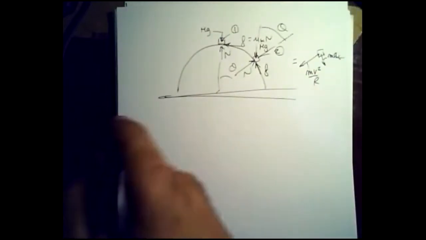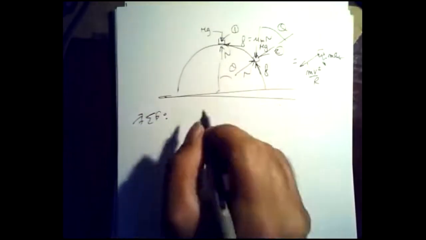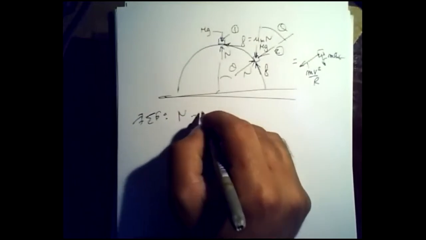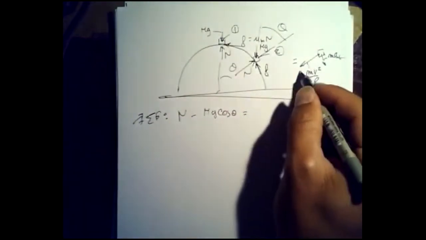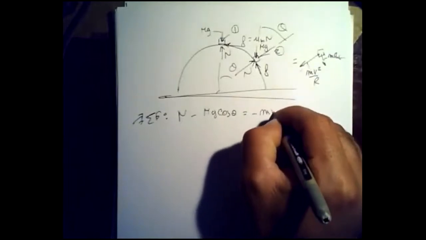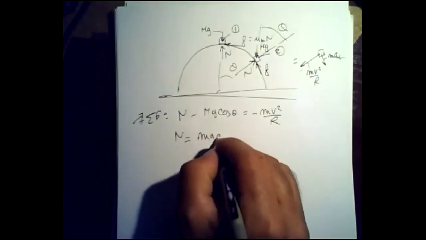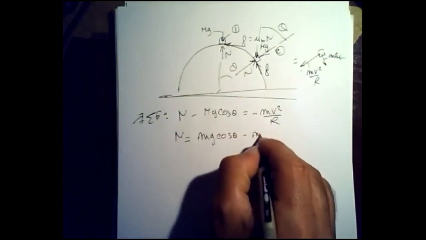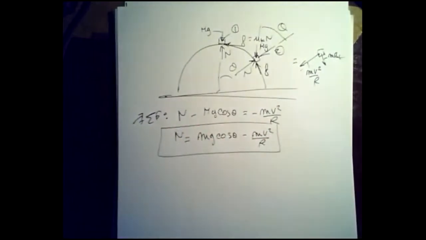Okay, if I sum the forces in the upward direction, I'm going to get N minus mg cosine theta equal to minus mv squared over r. So your normal force is going to be equal to mg cosine theta minus mv squared over r. Here, the N is not 0, so it does not leave the track.